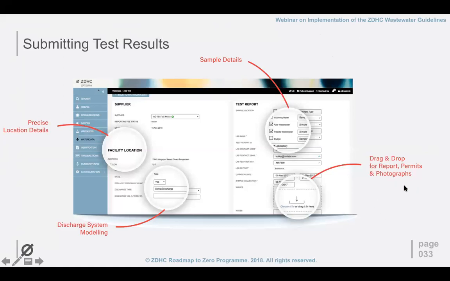And if you are a laboratory, you would fill in all the information about the sampling requirements, the sampling points, as well as uploading the test reports, photographs, etc. At the same time, the supplier would also have a profile where they fill in the key vital data. For example, the factory address, contact point, and whether the factory is a direct discharger or indirect discharger. Next slide, please.